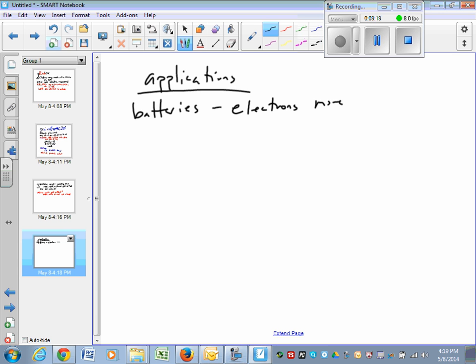Another application that some of you might be familiar with is called electroplating. So anybody who has something that's made out of a metal and it's just coated in gold, or your silverware is usually made out of something inexpensive like aluminum and then coated in silver, the way they do that is through a process called electroplating. And that is actually a redox reaction.